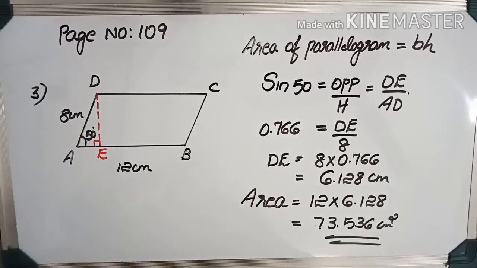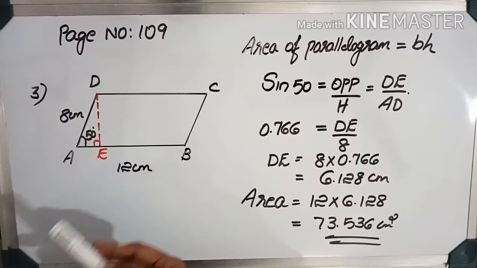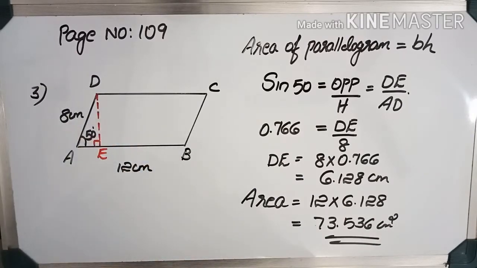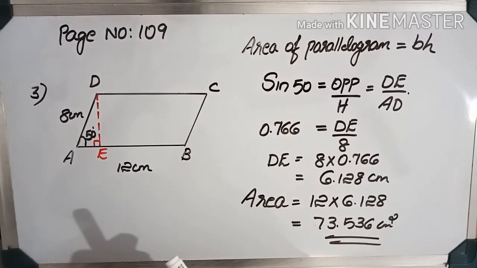So here also we applied what? Sine value we applied, because we have to find opposite side and given side was hypotenuse. That's why we applied what? Sine value. Okay, so this is third one's answer.